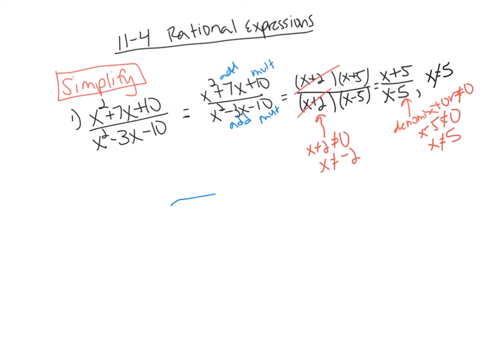Because your original rational expression was x squared, you should have 2 restrictions on x. So our 2 restrictions on the domain of x are that x cannot equal 5, and it also cannot equal negative 2. So this is our full simplified solution.